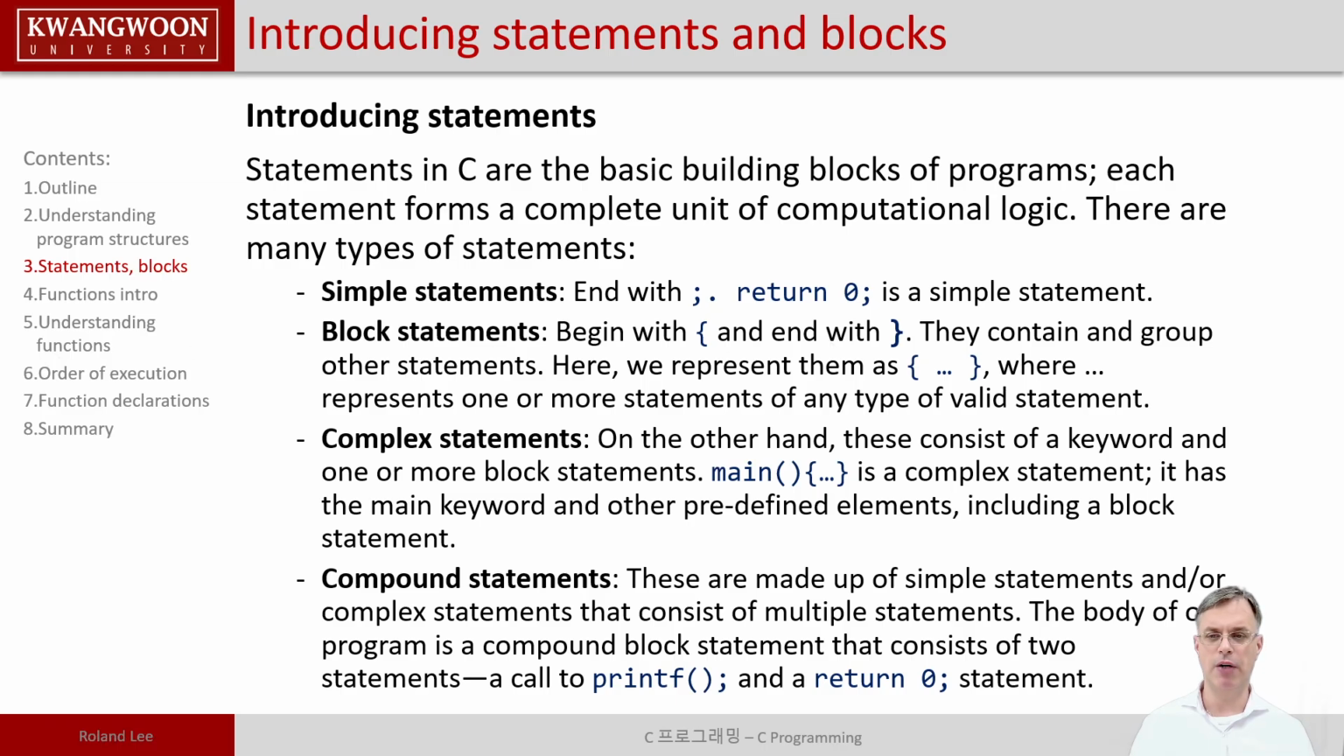They contain a group of other statements. Here we represent them as this: curly bracket open and then curly bracket closed. We represent one or more statements of any type of valid statement. The next one is the complex statement. This consists of a keyword and one or more block statements, like main, which is a complex statement. It has the main keyword and other predefined elements, including a block statement.